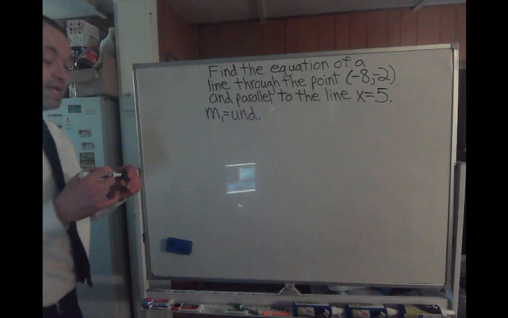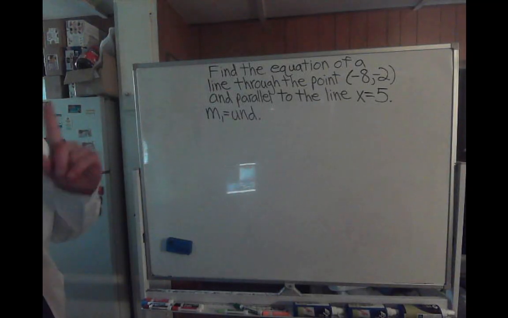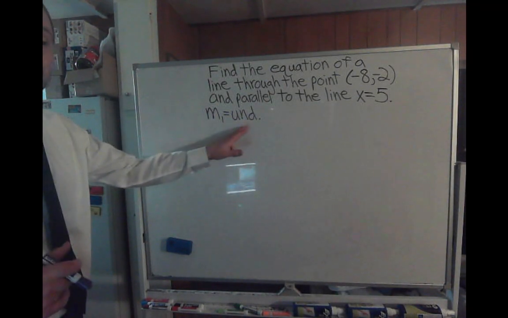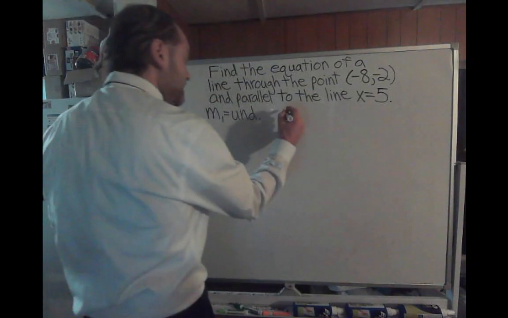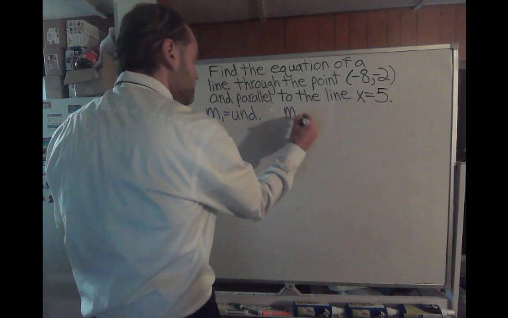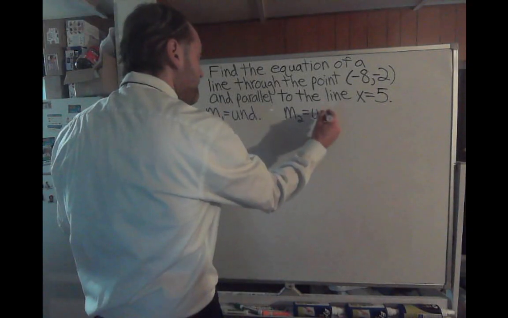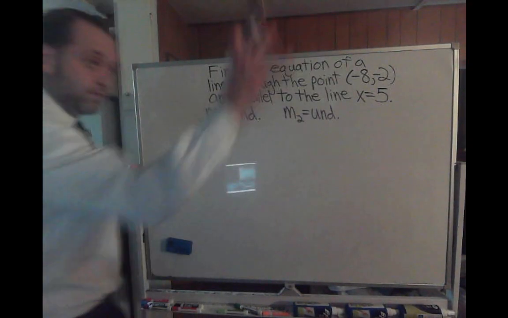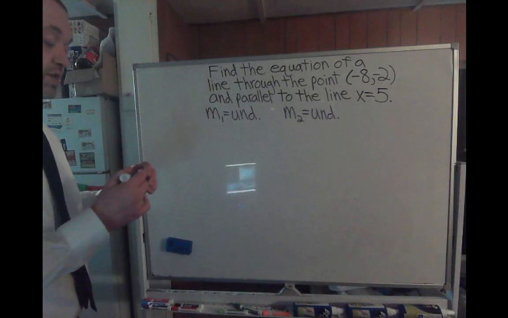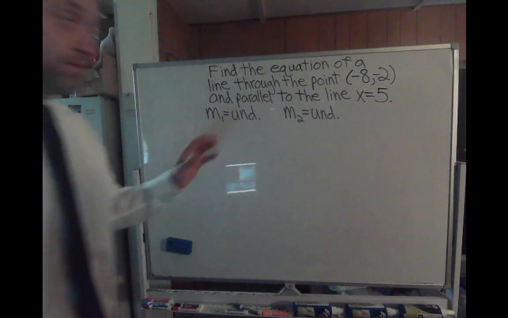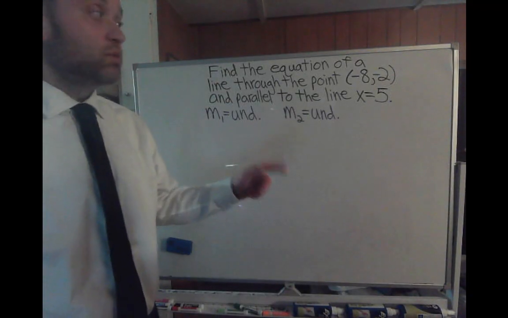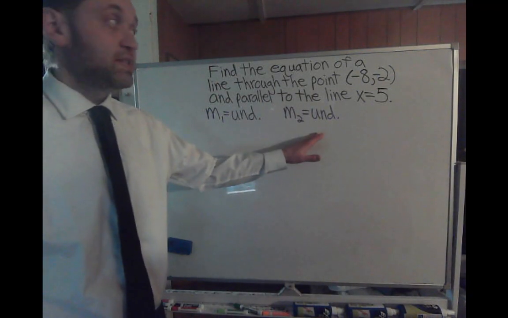Now, if two lines are to be parallel, that means they have to have the same slope. So that means the slope of the second line should also be undefined, which would give you two vertical lines that are parallel to each other. If it's x equals, you have a vertical line, undefined slope.